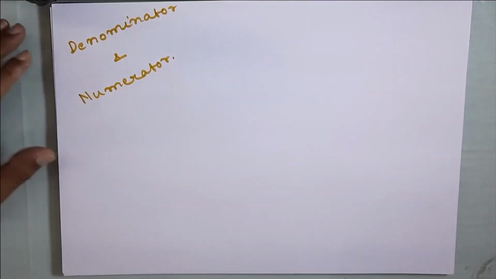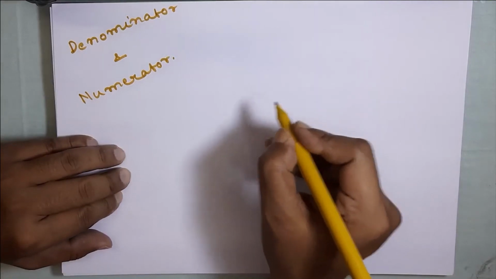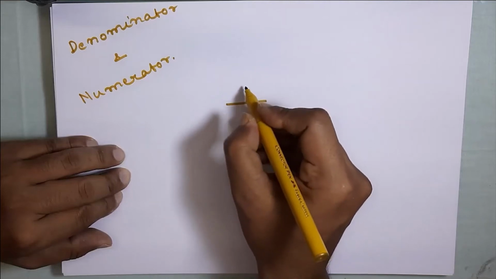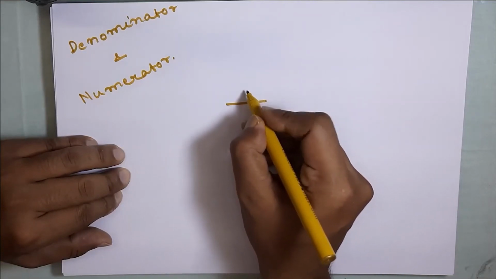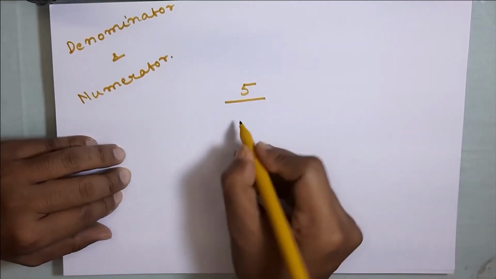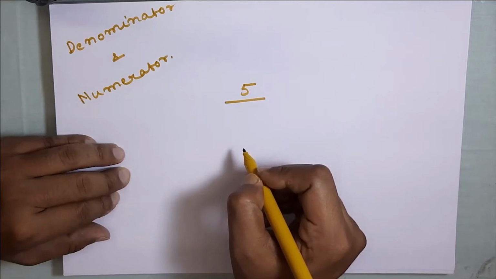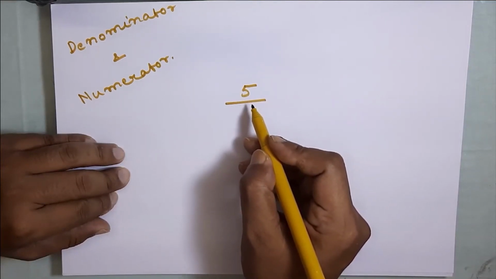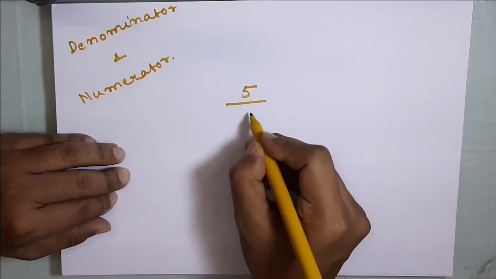Now we'll discuss denominator and numerator. In a fraction, there is a line and there is a number or numerical value above that line. Let us consider 5 as the numerical value. You remember from the pizza, we are still left with 5 by 8. So 5 is the numerical value above the line. There is another numerical value which is below the line.